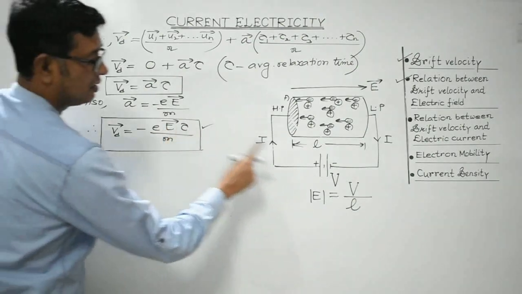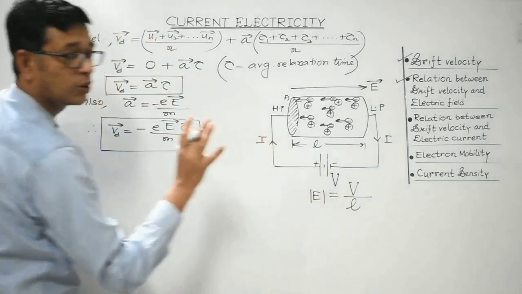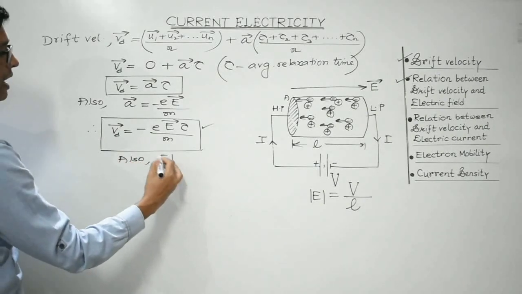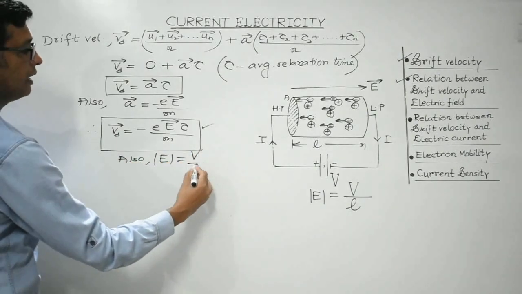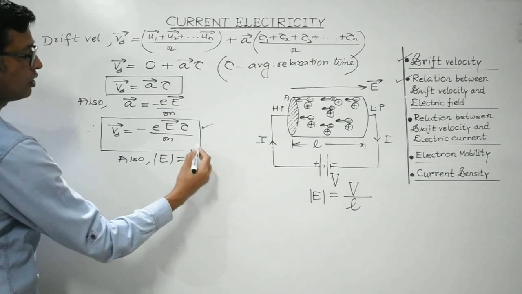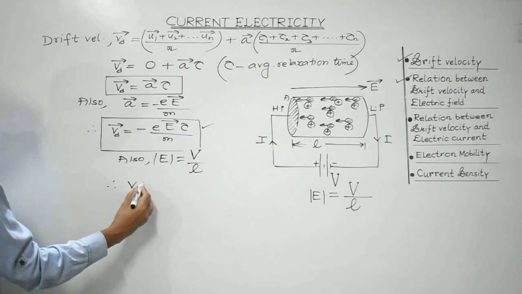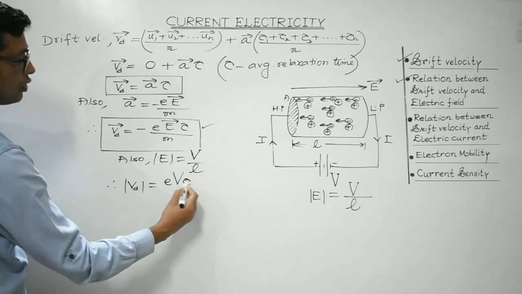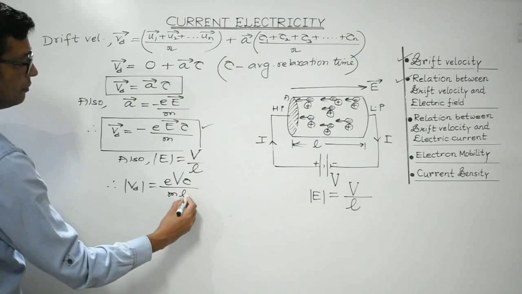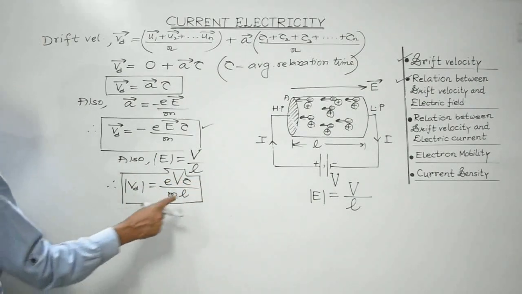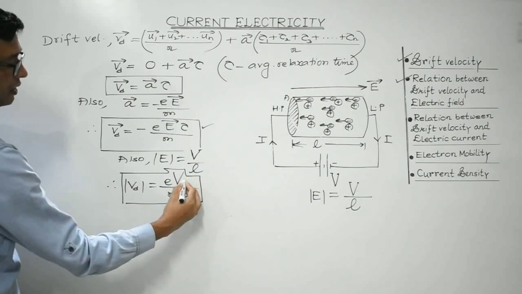It can be written in terms of potential difference as well. So also E in magnitude is equal to V by L. This V is the potential difference. Therefore, Vd in magnitude will be equal to e V tau divided by m L. This is again a very important expression. Here tau is the relaxation time.